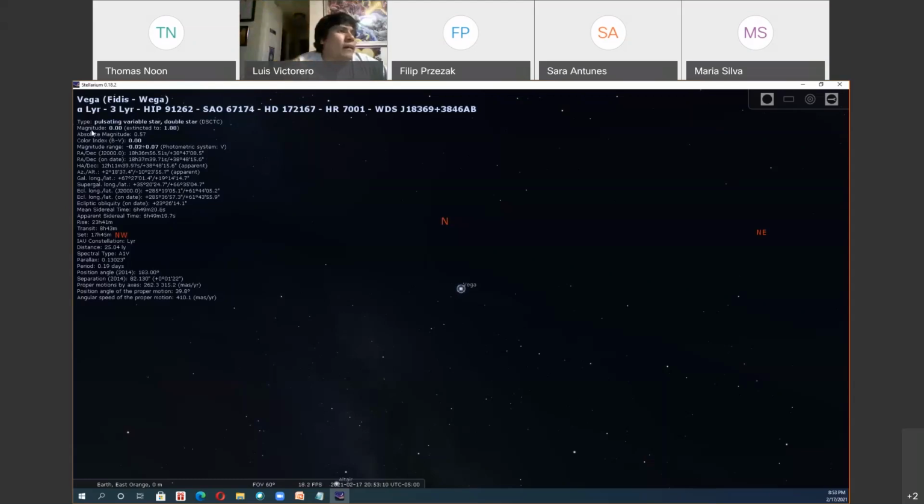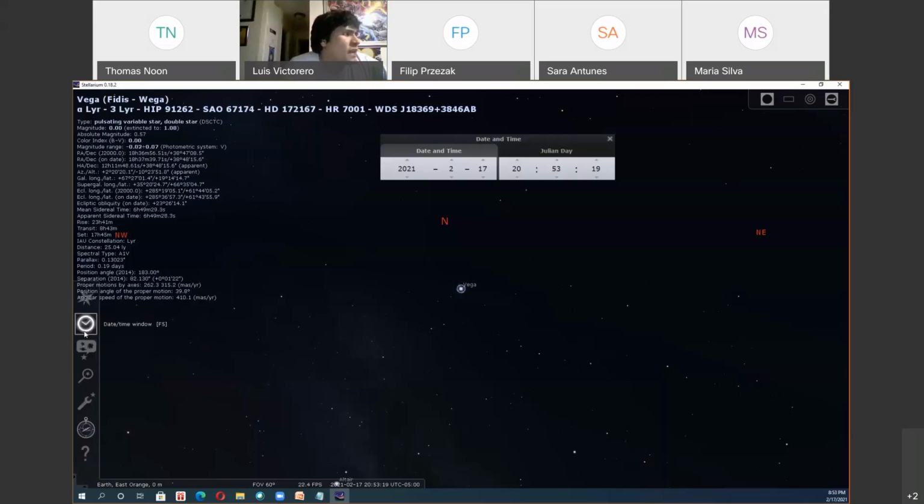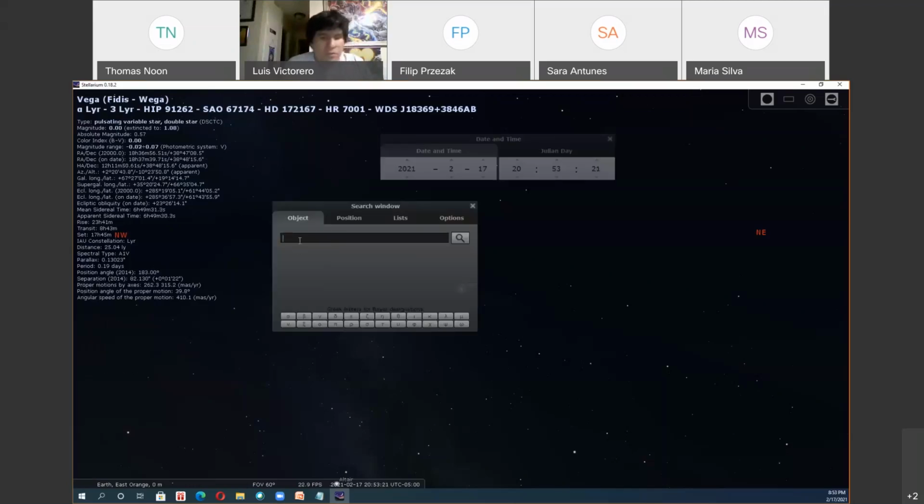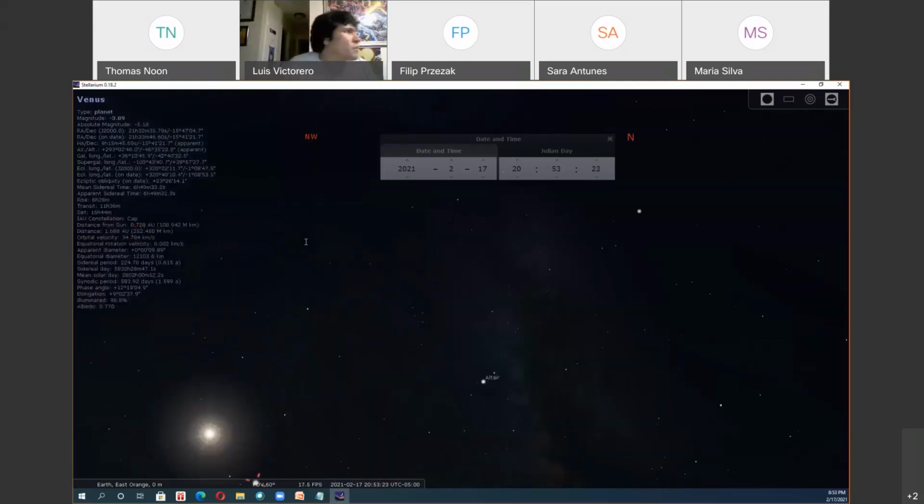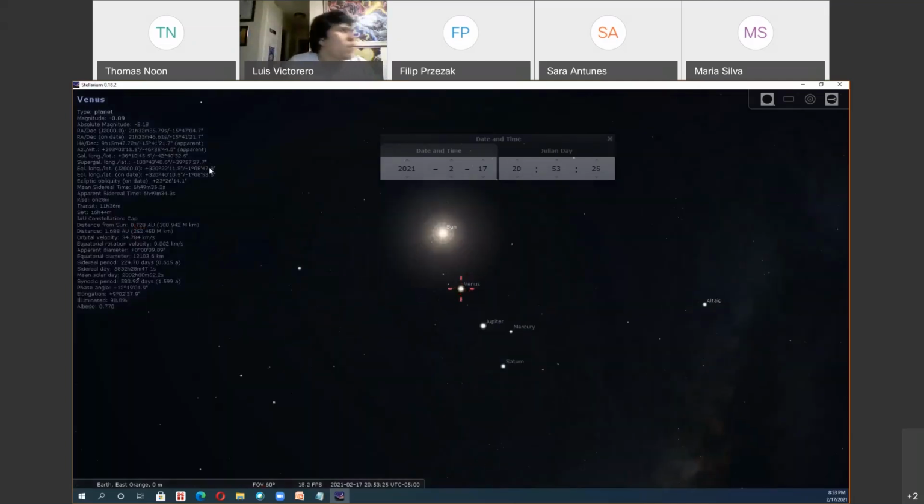For example, let's take a look at this. Vega has an absolute magnitude of 0.57. Let's take a look at the absolute value of Venus. So again, right? If we put them at the same distance, Venus will always look brighter because it's very close to us. Okay, and yeah, it also has a higher.